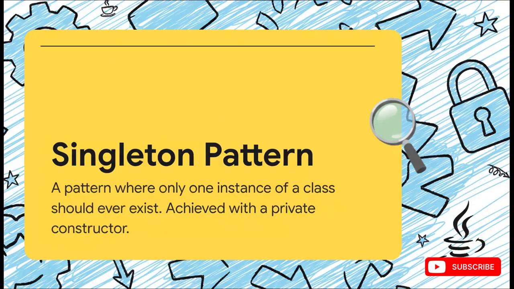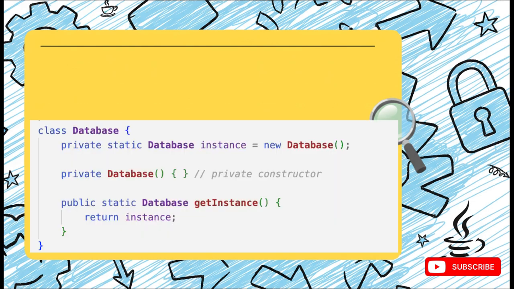A really classic pattern you'll see out there is the singleton. The whole point is to make sure you can only ever create one single instance of a class. How do you enforce that? Simple. You make the constructor private. That stops anyone from just using the new keyword. Instead, they have to use a static method you provide, like getInstance, which gives you total control.